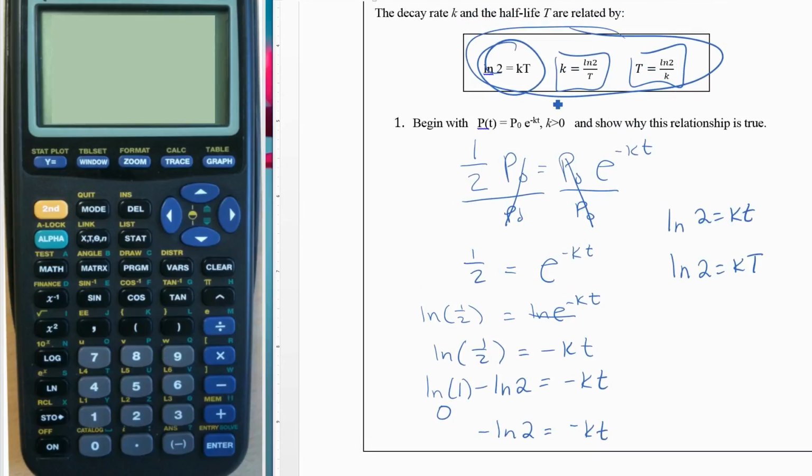Okay, so we'll do a problem about decay in the next video. But here you see that the only difference is we'll have a decay rate and we'll put a negative sign in front of it in our formula.